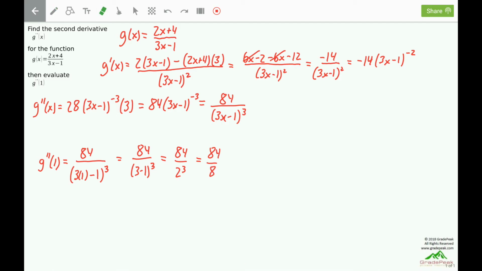And 84 and 8 are both reducible by a 4. 84 divided by 4 is a 21. 8 divided by 4 is a 2. 21 is not even any longer, so those are not any further divisible, and we'll leave it as 21 over 2.